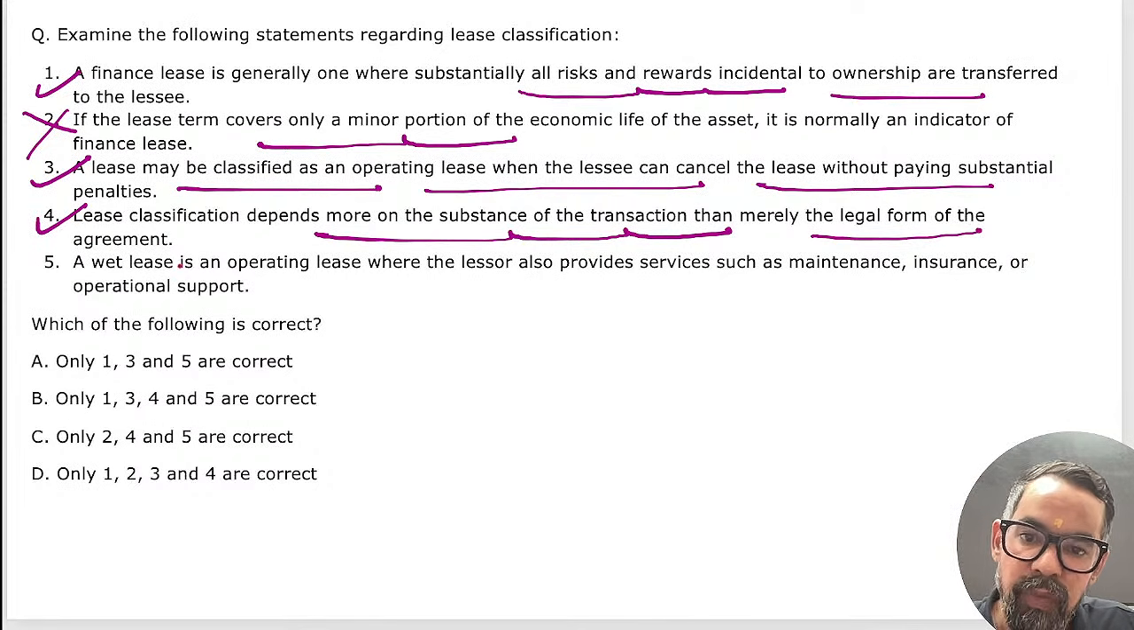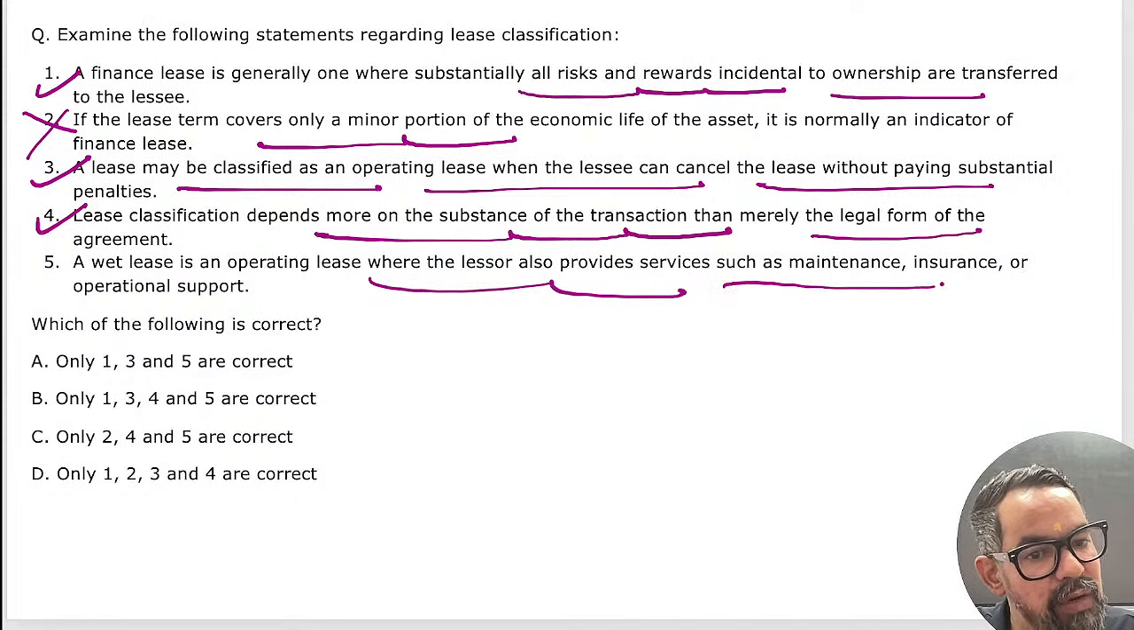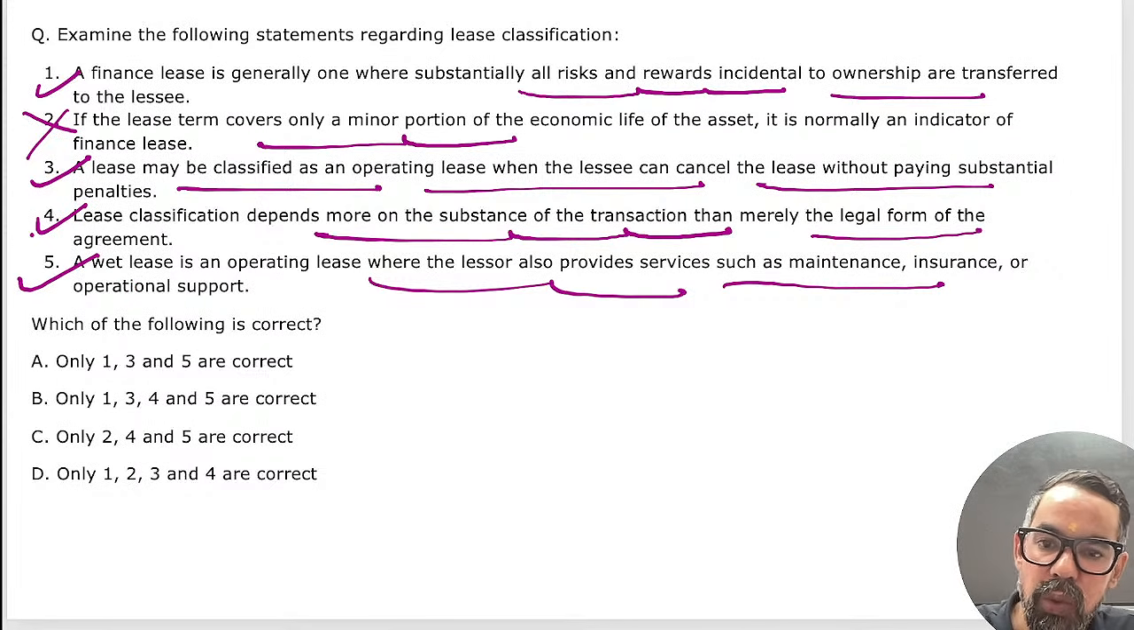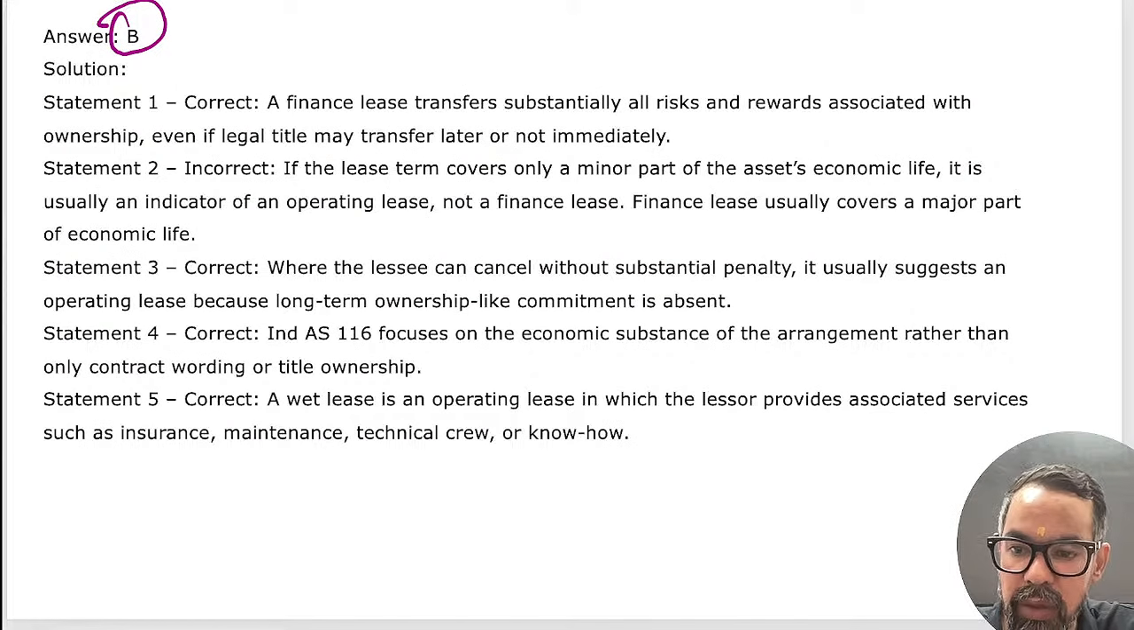This is also true. A wet lease is the operating lease where the lessor also provides the services such as maintenance. Lessor provides the maintenance and all. This is true. So 1345. 1345 means option B will be the right answer for this particular one. Exactly, GST wala question is not there. Okay?